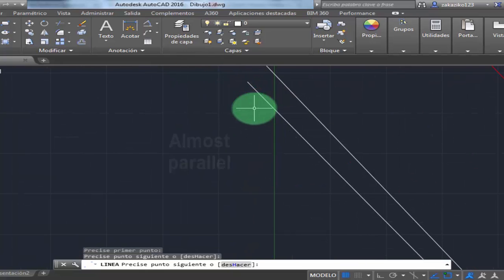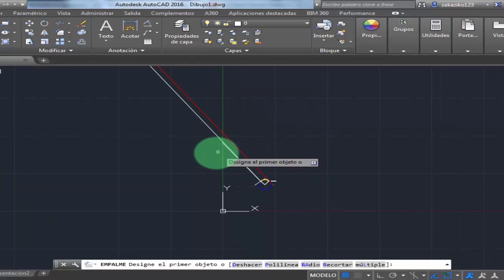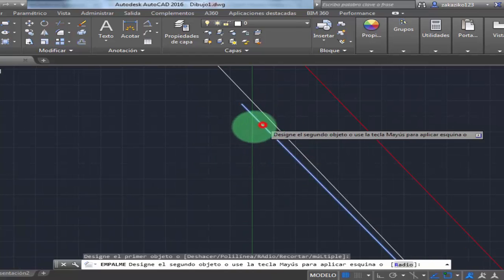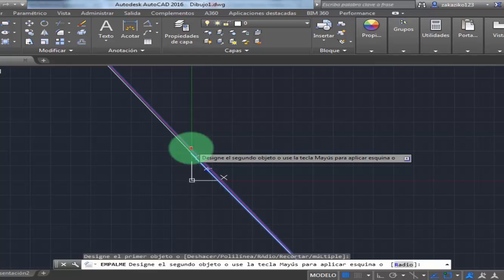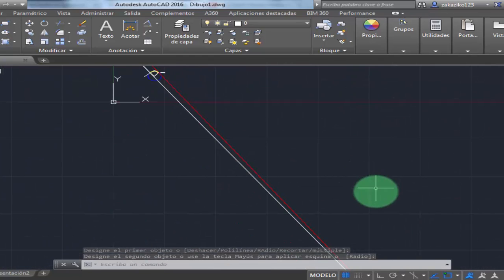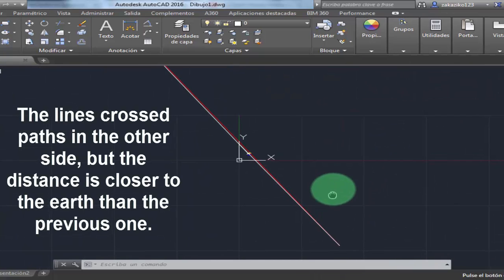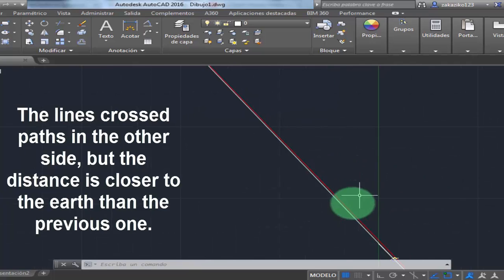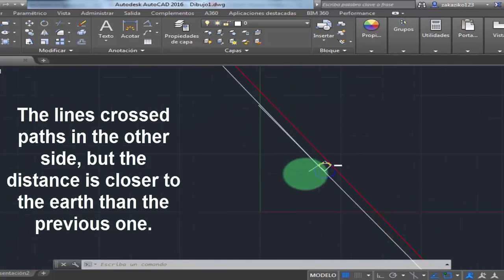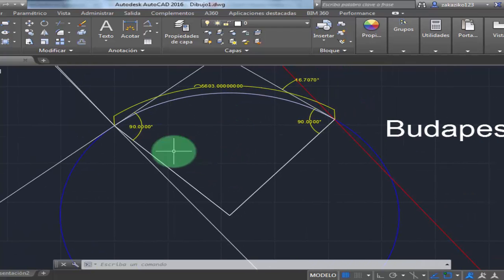That is almost parallel to the elevation angle in Budapest, and of course that is impossible in real life, but I will do it just to prove that the elevation angles that we can measure ourselves without the help of any websites or NASA do not work on the globe. Now check this out. The lines cross paths on the other side, but the distance is closer to the Earth than the previous one. And that's obvious, and I'm not even going to measure it this time.